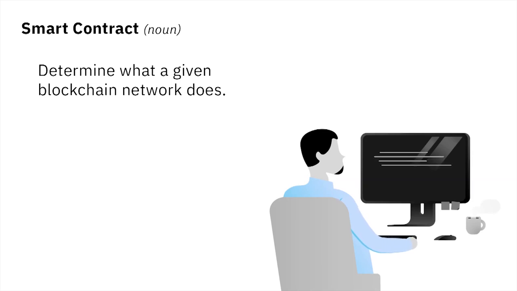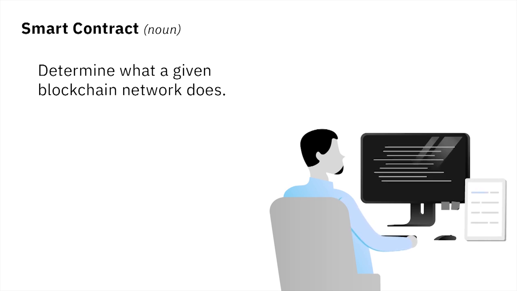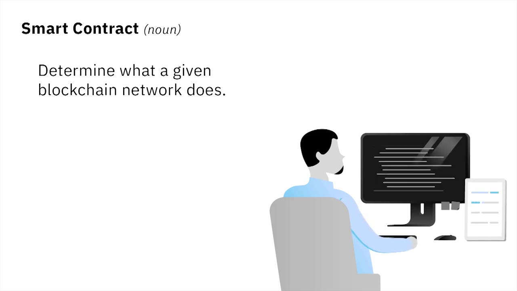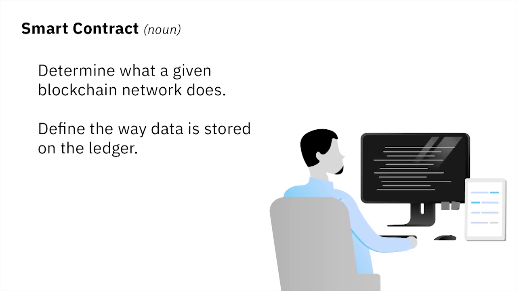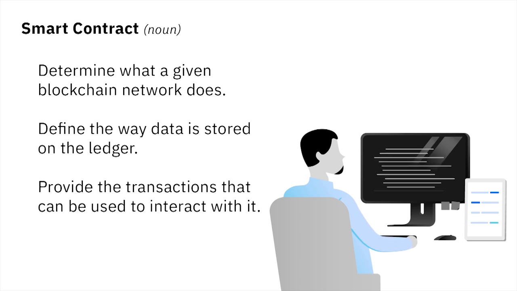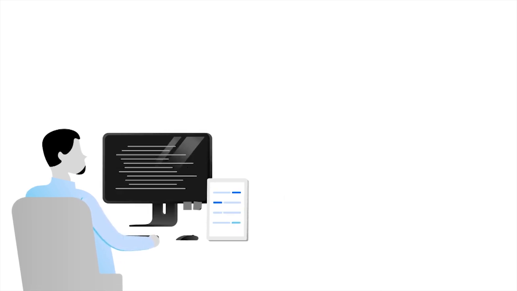Before we start, we should define a couple of key terms. Firstly, smart contract. Smart contracts determine what a given blockchain network does. Once instantiated, they define the way data is stored on the ledger, and they provide the transactions that can be used to interact with it, querying or updating it, for example. They are written by developers, packaged up, then deployed into a blockchain network. Unless you develop and deploy a smart contract, your blockchain network won't know whether to track the shipment of goods or help traders buy and sell valuable commodities.